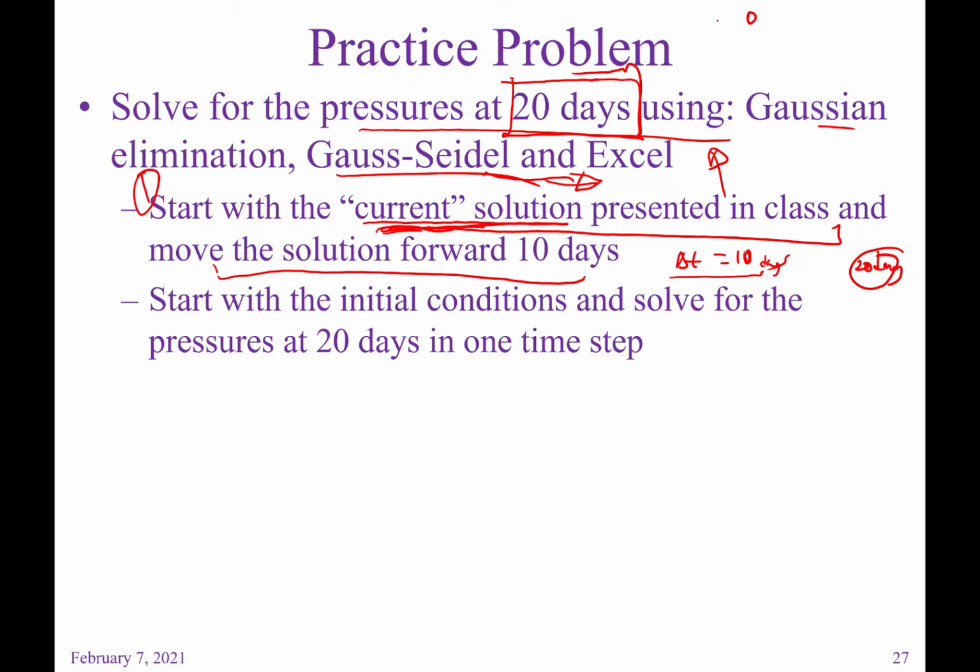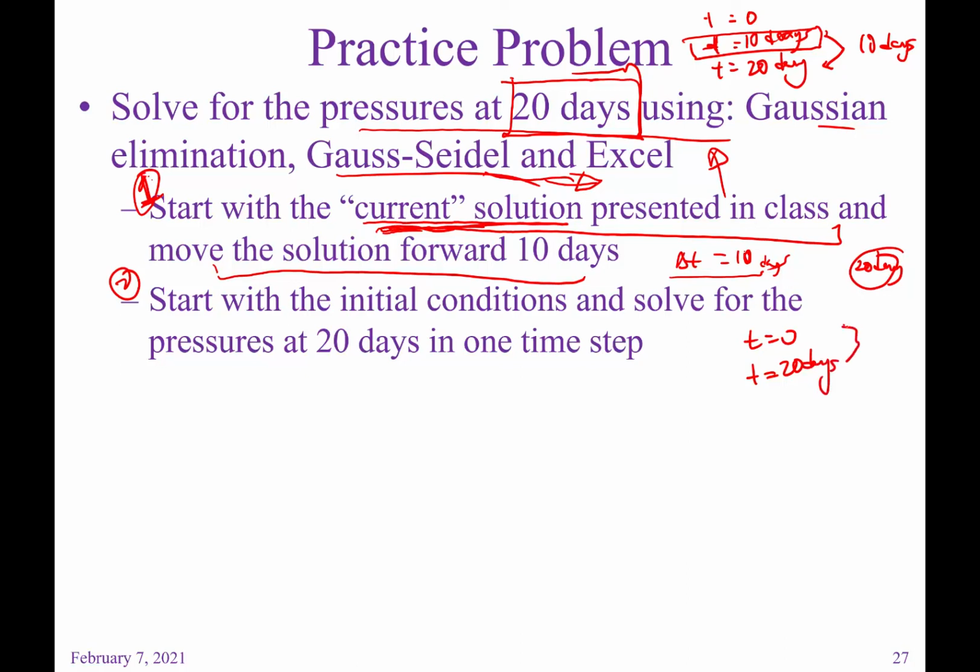We started out at 0. Then we calculated 10 days in the previous slide. And now I'm asking you to calculate 20 days. So between this and that is 10 days. So the pressure solutions are going to start out using the value we got in this first bullet. In the second bullet, you know what? Start out at t equals 0 and jump to 20 days.